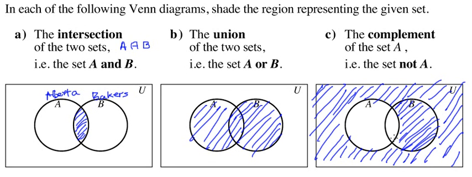Can't count these people because they're inside the Alberta circle. They're also in the baker circle, but that's not what we care about right now. We're just avoiding all the people from Alberta. So the set of not A means the set of all non-Albertans. There it is.